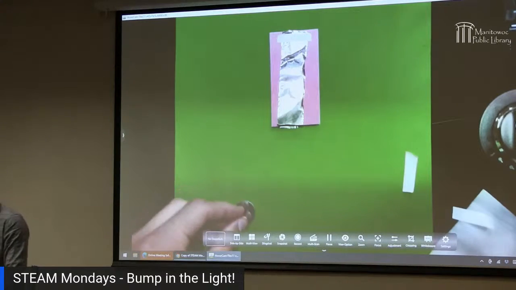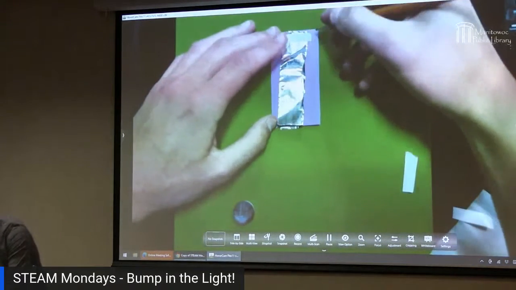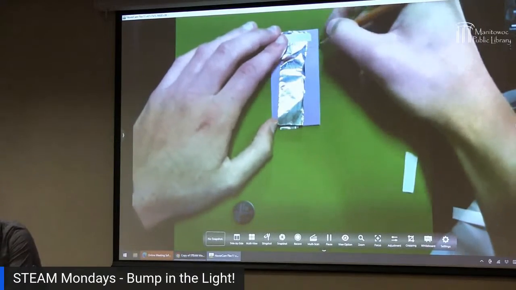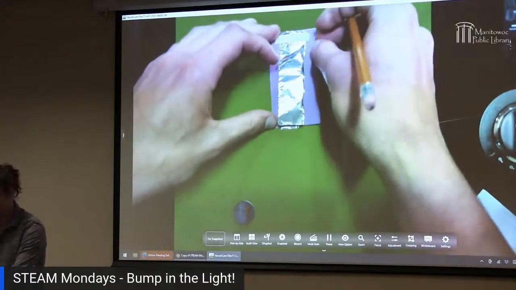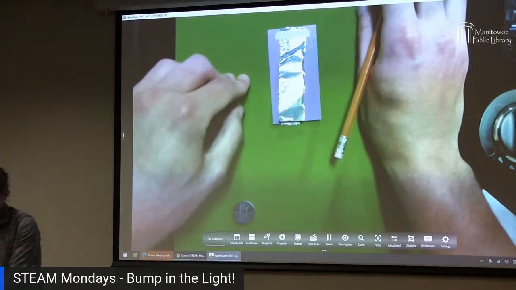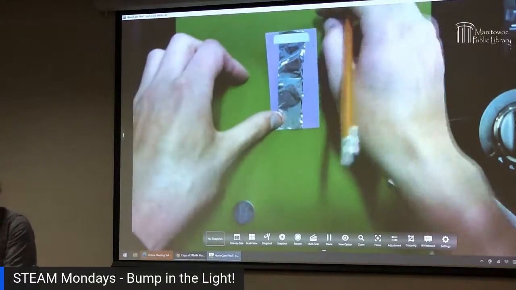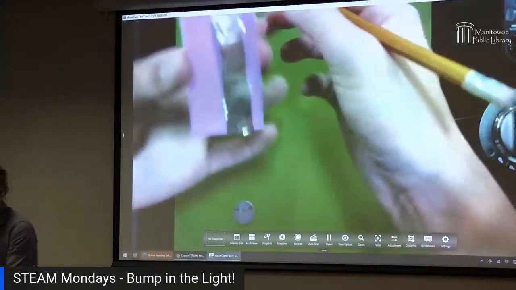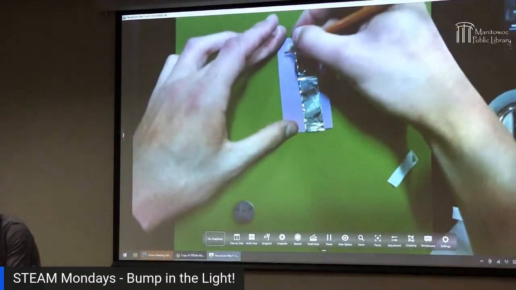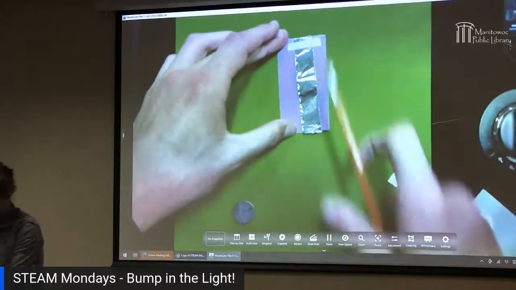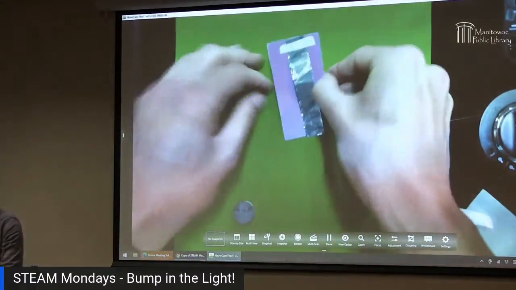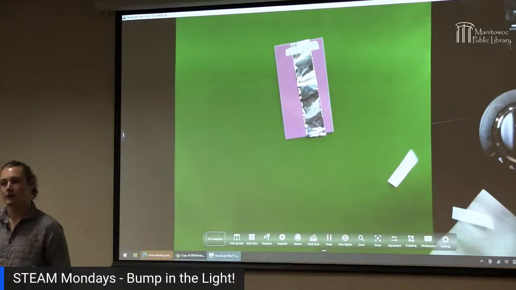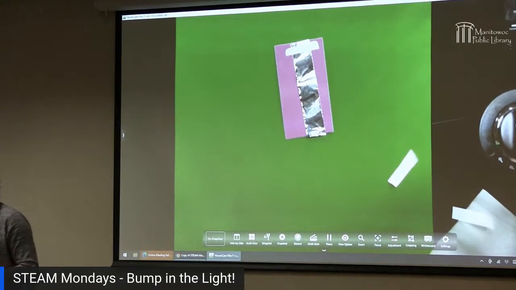So let's take our pencil and we're going to write on one side L, which stands for long, and plus. L positive. So that's the long side. And then let's flip it over and put S minus. Little S. We're going to use this as a guide to put our battery on there. There you go. Good job, Gavin.